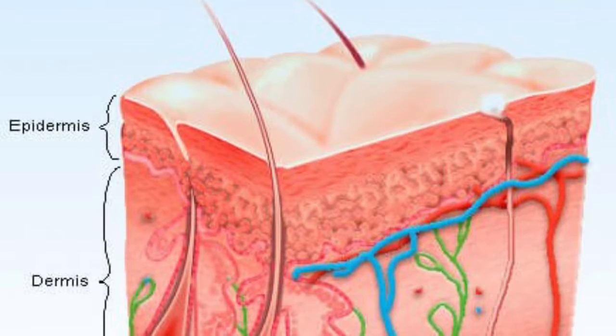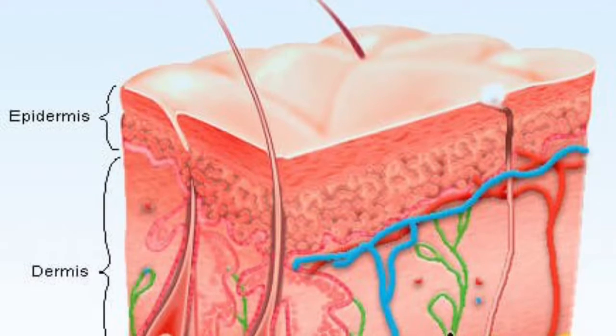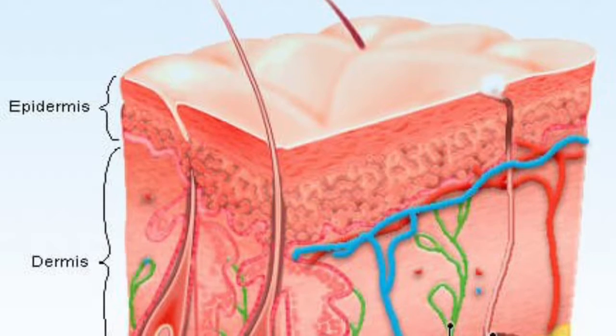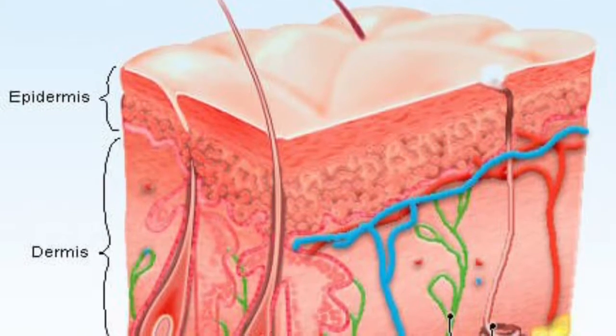The dermis is where pimples start to form, the layer underneath the epidermis. The dermis contains sebaceous glands or oil glands that produce an oily secretion called sebum. Sebum keeps the skin from becoming dry, but when an excessive amount is produced, it can result in acne.